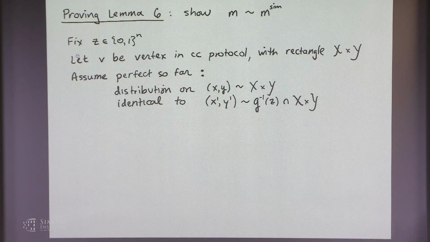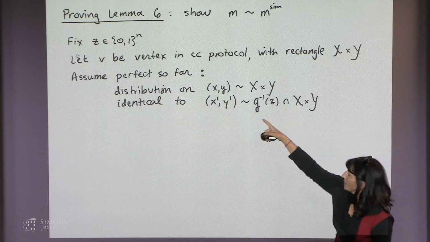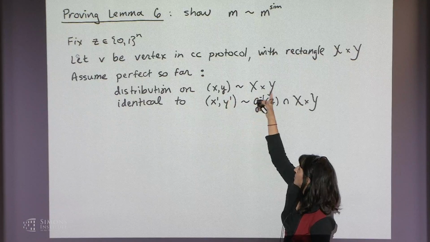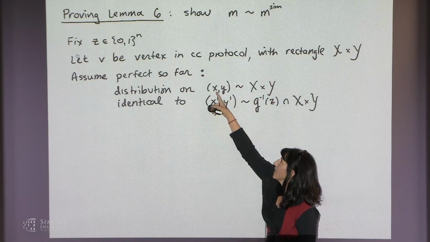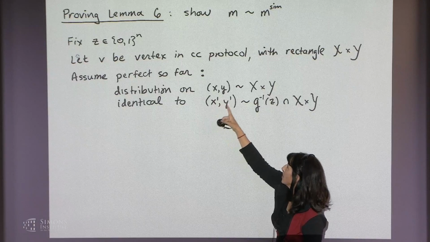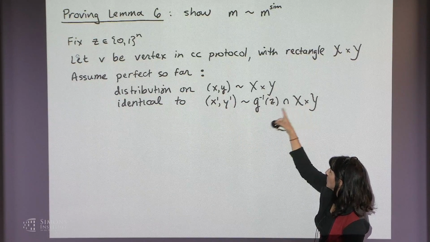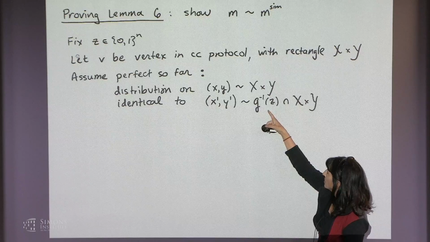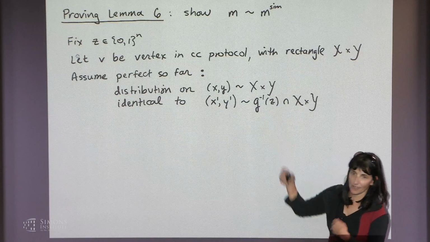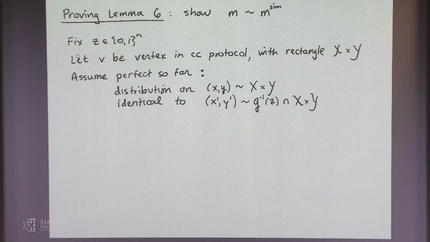So let's say so far that the XY distribution over the current rectangle is pretty close to the distribution X prime and Y prime that's induced by the XYs in the z slice. In other words, for the transcript so far, the messages sent leading to this vertex, I'm assuming that nothing bad's happened so far. Everything's perfect. So I just wanted to give you the two ideas for why everything's going to be good in this next round.